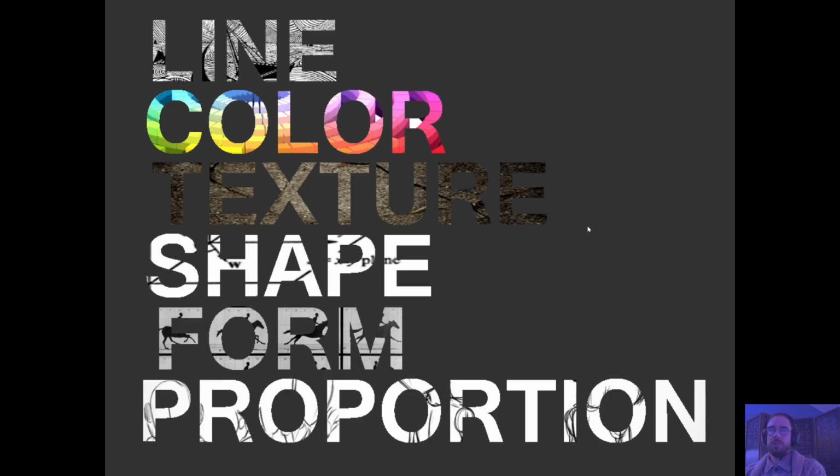Line, color, texture, shape, form, proportion. These are elements of visual style. Everyone, ladies and gentlemen, whoever you are, whatever you are, if you are a ghost or a creature, or whatever you want to be, just come and get it. Line, color, texture, shape, form, proportion.